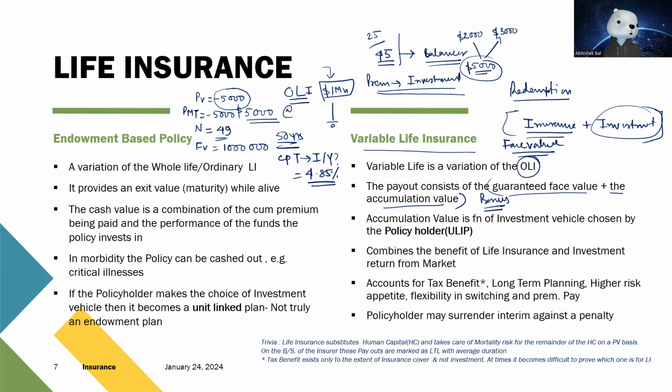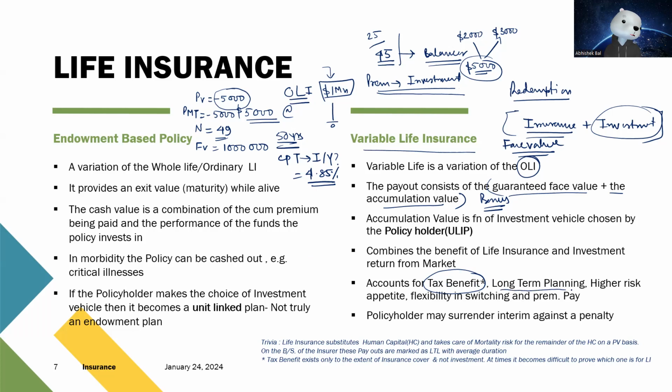But some of them may want to use the life insurance route, more precisely the variable life insurance route, to park their investments. Why? Because of the tax benefit. As we have discussed earlier, for any insurance policy, wherever we are paying the premium, those premiums are tax deductible. So the policyholder may decide on a variable life insurance where he not only gets the benefit of insurance, but also lets his investment grow in a tax-free manner. So as I said, it accounts for tax benefit.